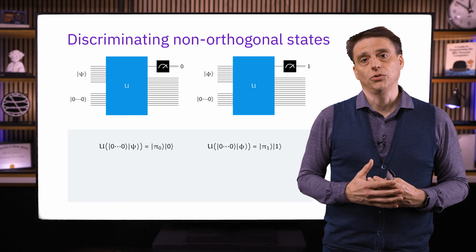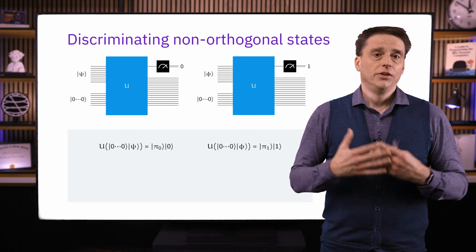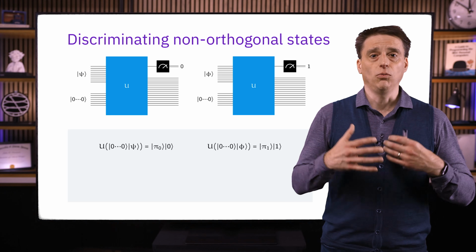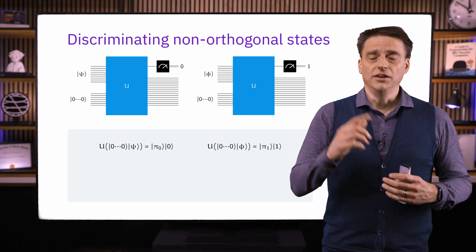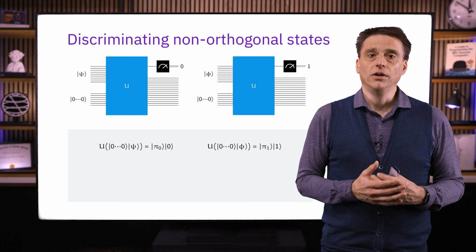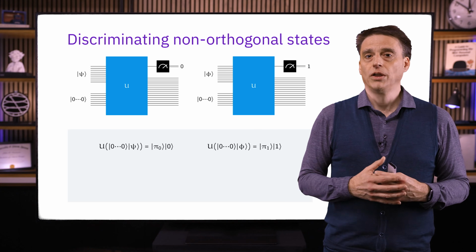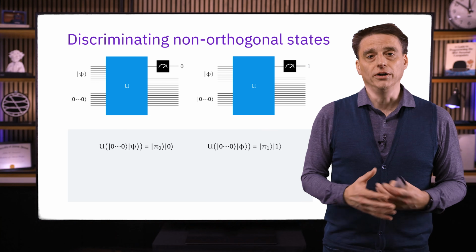And we have an analogous equation for the second one. This time, the top qubit has to be in the 1 state, and similar to pi0, the state pi1 could be anything. And in addition to having no information about pi1, we also don't know anything about the relationship between pi0 and pi1. For all we know, these are just two arbitrary quantum states.